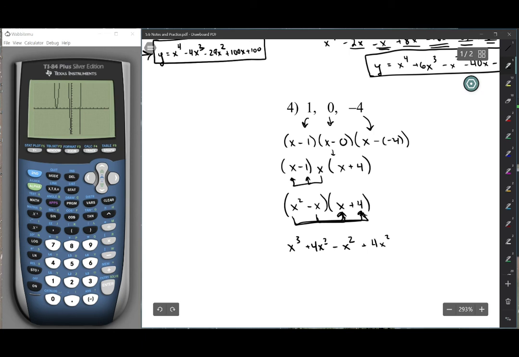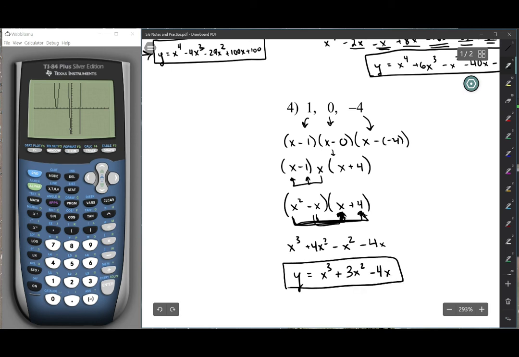Let me check that real quick. X times x, x to the third. Outers, 4x squared. Inners, minus x squared. Lasts, what am I doing? Trying to go too quick here. Minus 4x will get us there. So the grand finale, y equals x to the third plus 3x squared minus 4x.